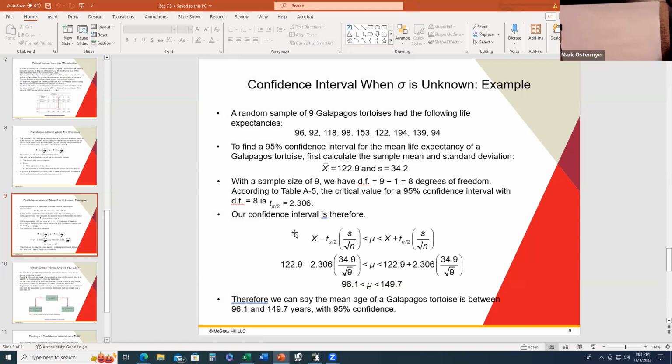Notice we're using the sample standard deviation to compute our estimated standard error of our sampling distribution of all sample means of samples of size 9 that were extracted from the parent population. So we're using 34.9 as a point estimate of the unknown population standard deviation. And when you dial up these endpoints of this interval, you'll discover, therefore, that the unknown population mean life expectancy for all of these turtles in the Galapagos, the entire population, which could number in the hundreds of thousands or even millions, should be between about 96.1 years and 149.7 years.